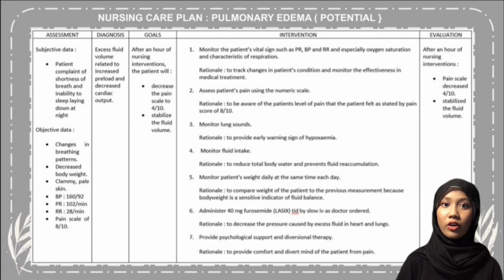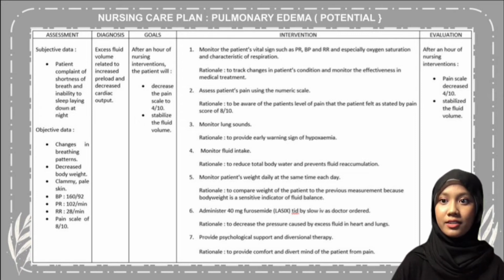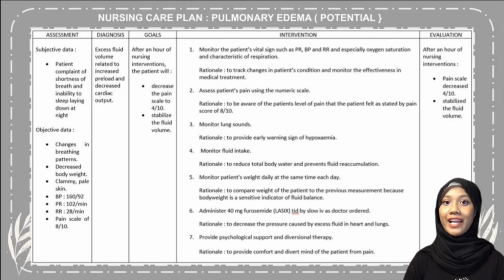Next, administer 40 mg furosemide, or its other name called Lasix, 3 times a day by slow intravenous as doctor ordered. The rationale is to decrease the pressure caused by excess fluid in the heart and lungs. The last intervention is to provide psychological support and diversional therapy. The rationale is to provide comfort and divert the mind of the patient from the pain.